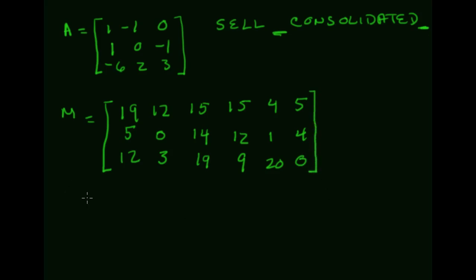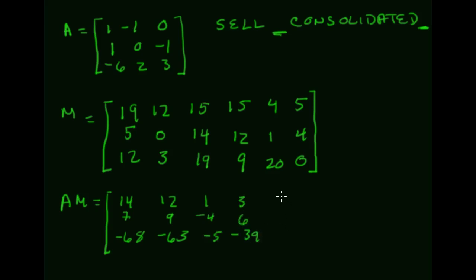Now, if you go into MATLAB and you multiply these two matrices, A times N, the resulting matrix that you're going to get there is 14, 7, -68, 12, 9, -63, 1, -4, -5, 3, 6, -39, 3, -16, 38, 1, 5, -22.